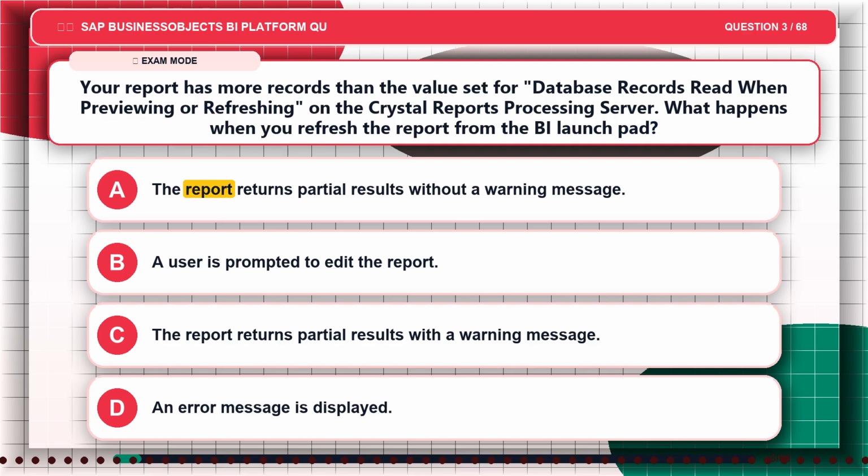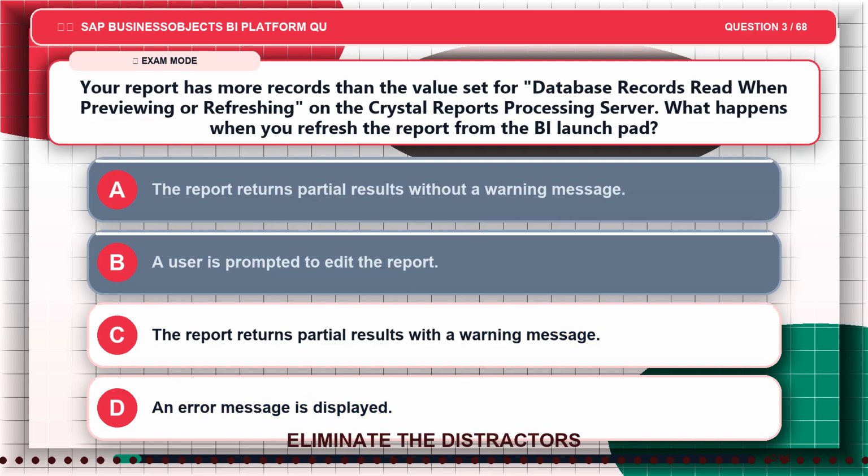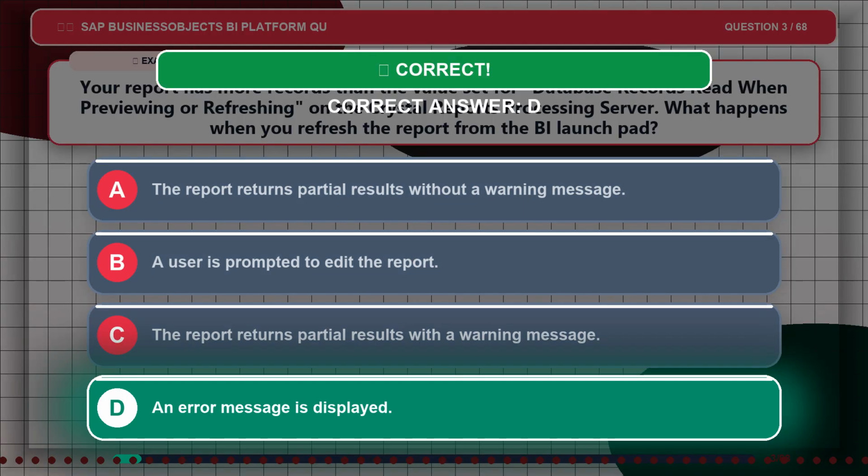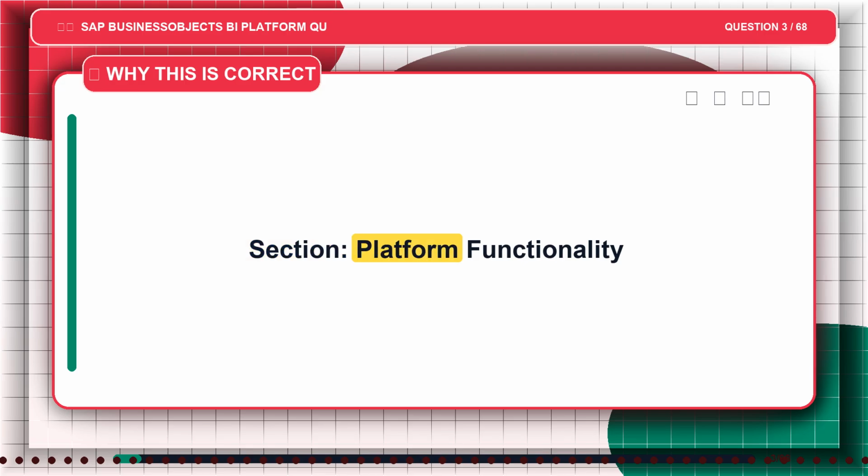Option A. The report returns partial results without a warning message. Option B. A user is prompted to edit the report. Option C. The report returns partial results with a warning message. Option D. An error message is displayed. The correct answer is option D. An error message is displayed. Section, Platform Functionality. Question 4.